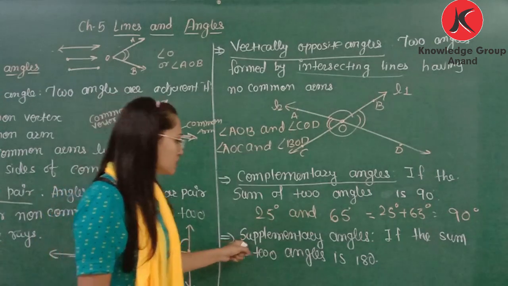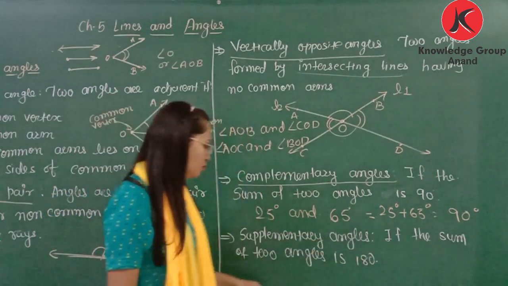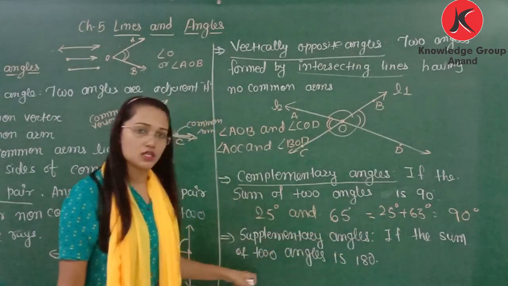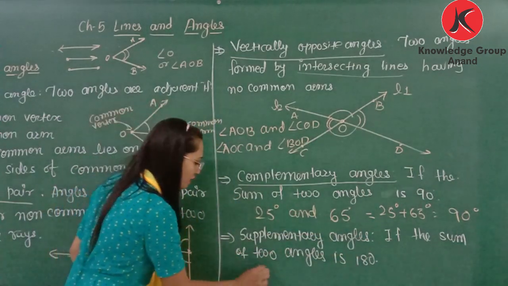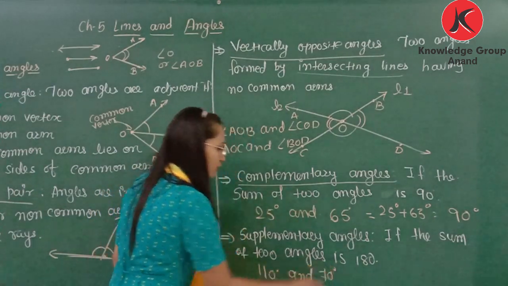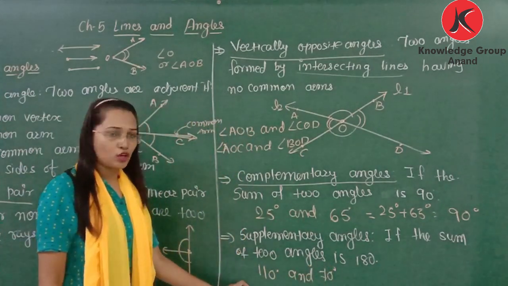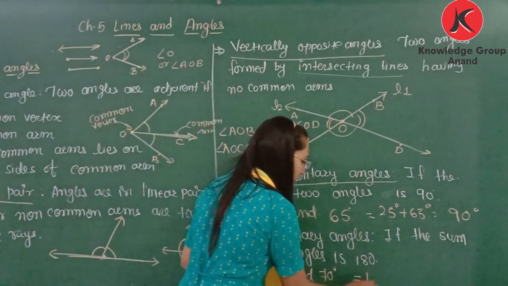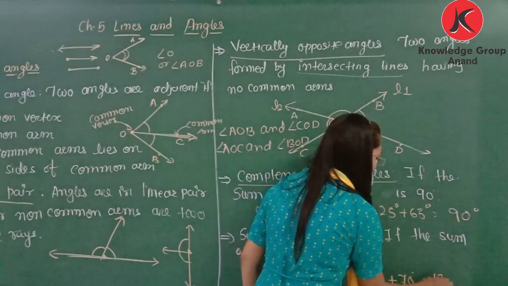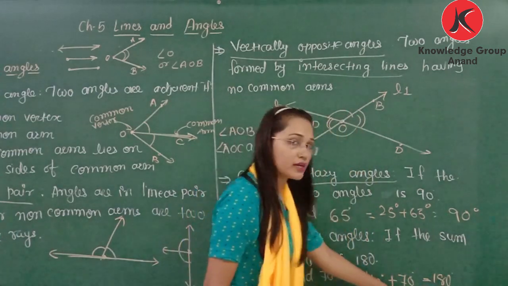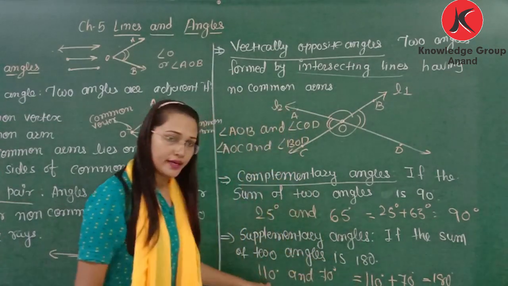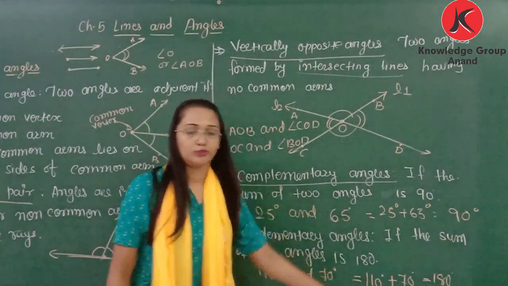Now next, supplementary angle. If the sum of two angles is 180. For example, if we have one angle 110 and the other angle is 70. Now, are they supplementary or not? How can we find out? We add them, 110 plus 70, and we get 180. So that's why these two angles are supplementary angles, because 110 plus 70 is 180.